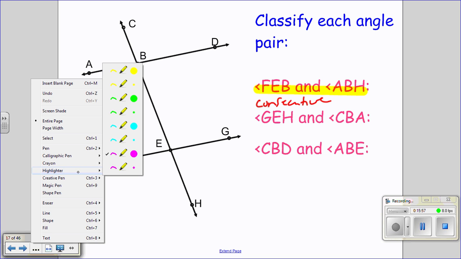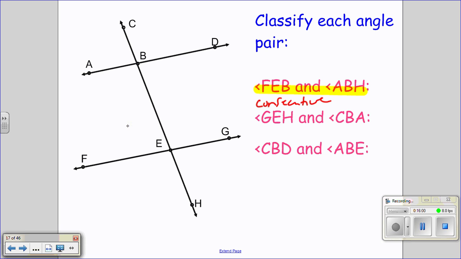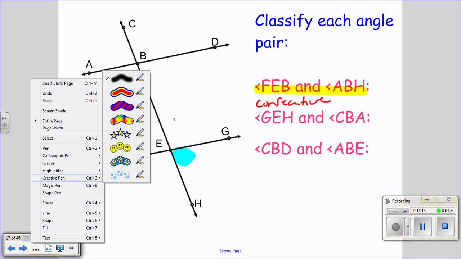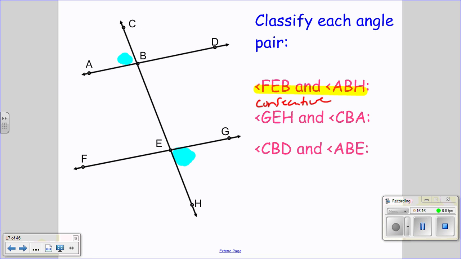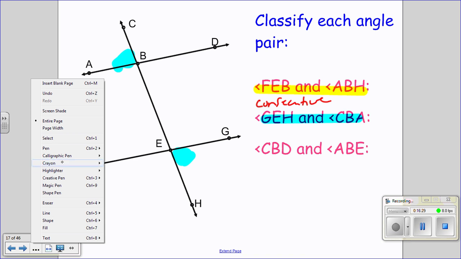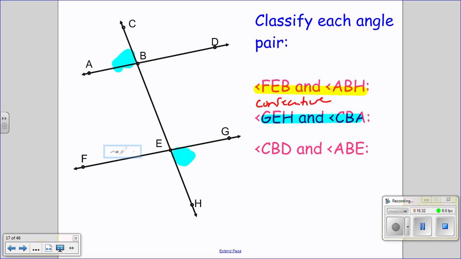Okay, the next one is GEH, so it'd be this angle here, together with CBA. CBA would be this angle right here. So both of those are in the exterior region and they're on opposite sides. So that means they're alternate exterior.